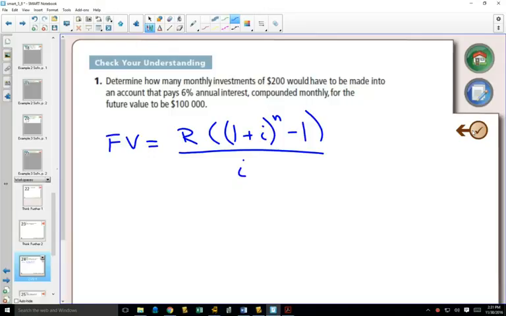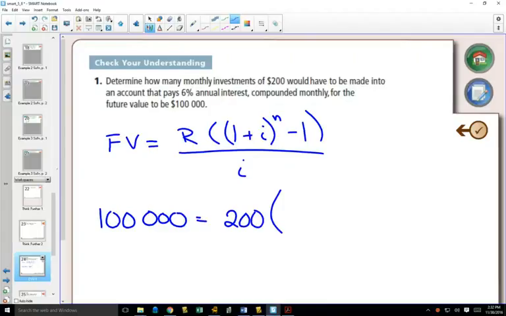How many monthly investments of $200 would have to be made into an account paying 6% annual interest, compounded monthly, for the future value to be $100,000? So here's our formula. We have on that other page what each of those things stood for. Our future value is going to be $100,000. We're putting in payments of $200.